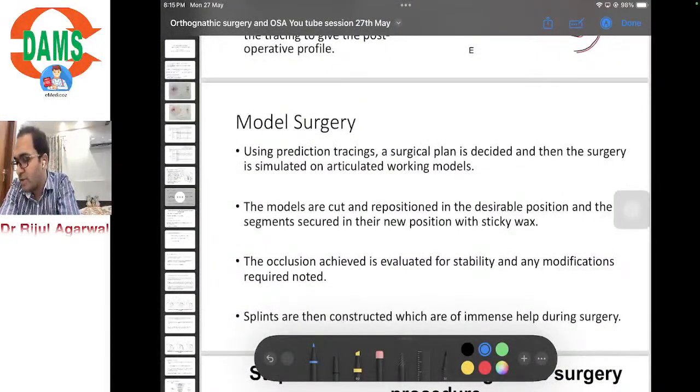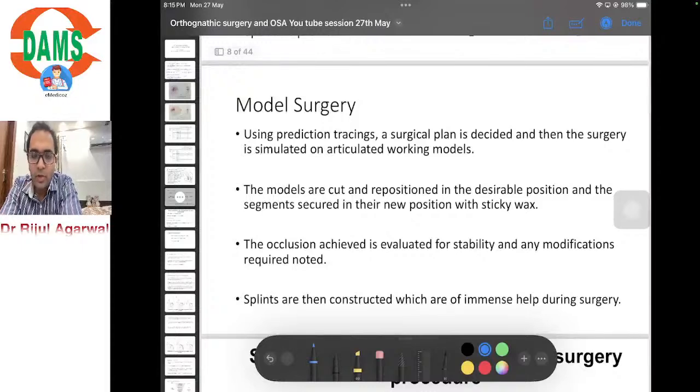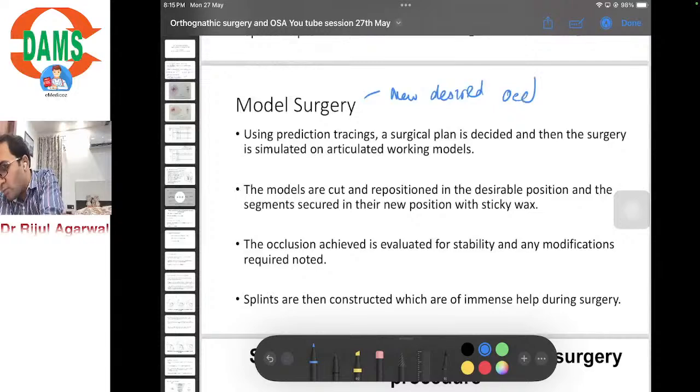So what is model surgery? The thing we just did on the lateral cephalogram, the same thing we will do on a dental stone cast. Okay, the amount of movements in mm and the cuts are done on the models, and based on it, the new desired occlusion, the models are set.